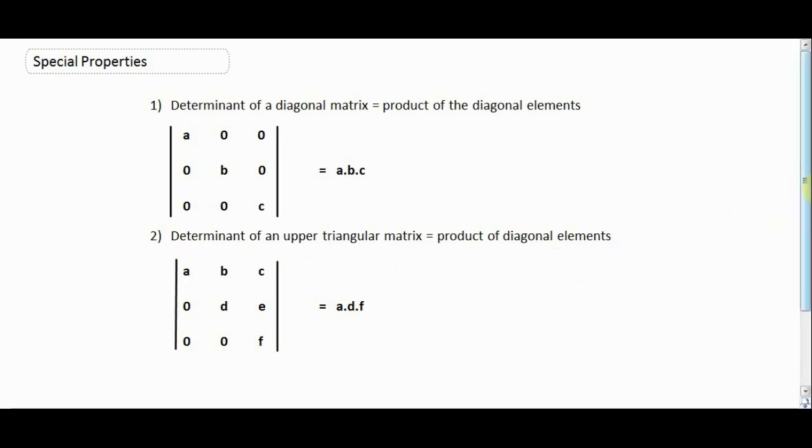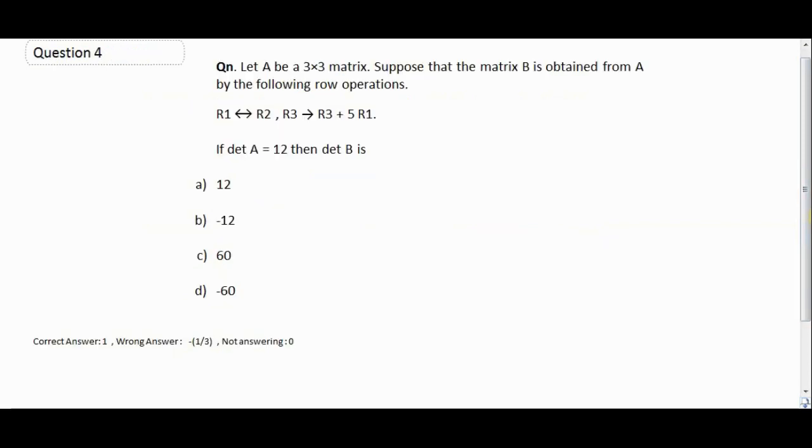Okay. Now let's see one question. Question number 4. Let A be a 3 by 3 matrix. Suppose that the matrix B is obtained from A by the following row operations. Row 1 interchanges with row 2. Row 3 changes to row 3 plus 5 into R1. If determinant of A is 12, then determinant of B is. So you may try to do this by yourself. Please pause the video and try to solve this by yourself.